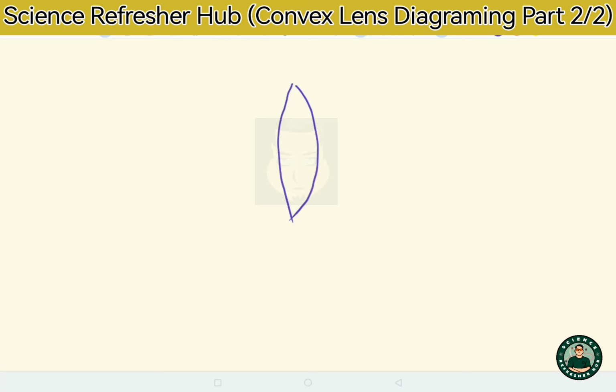That's our convex lens, thicker at the center and thinner at the edges. So we will have to draw the principal axis here, and this is going to be the center of our lens. And remember, if you have a ruler, you can measure from the lens all the way to this point. That's the focal point.